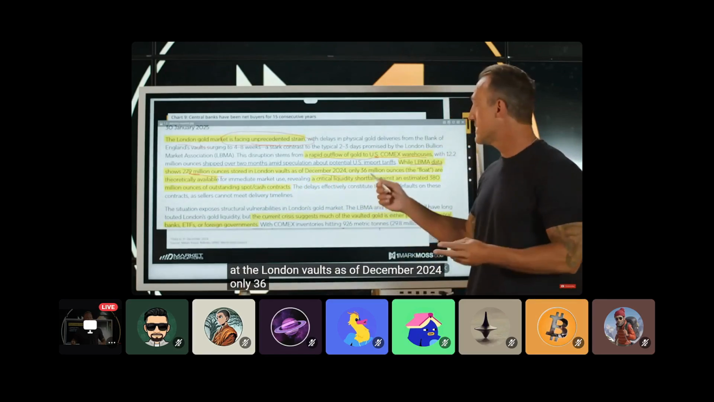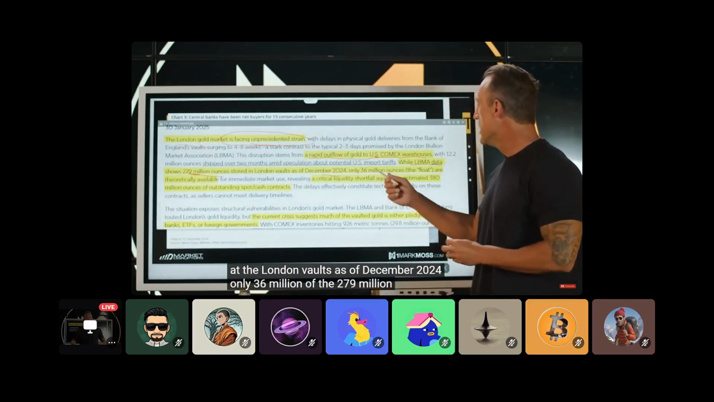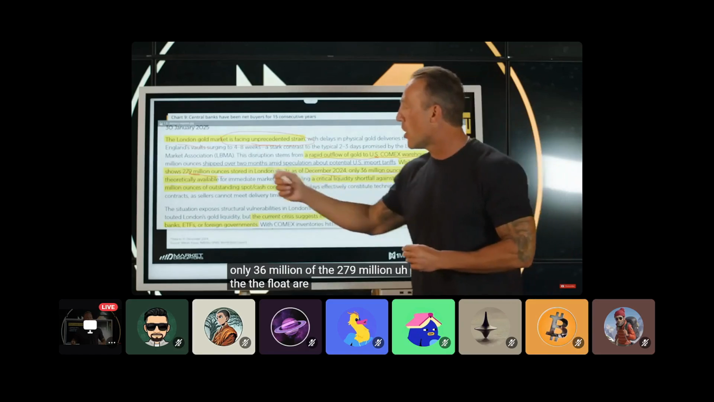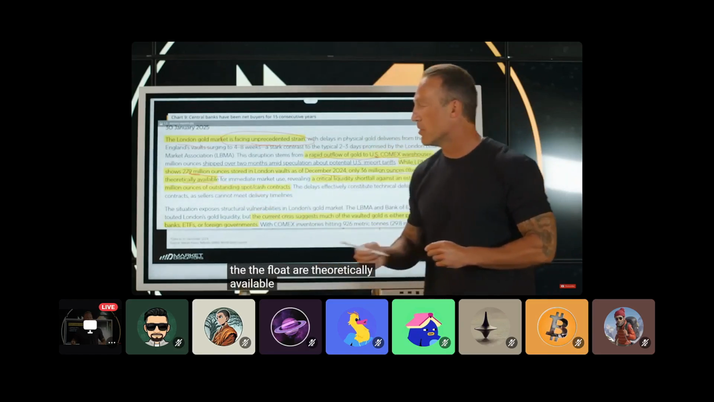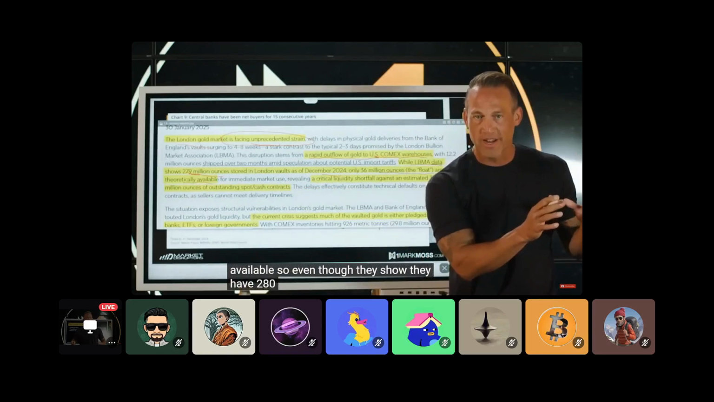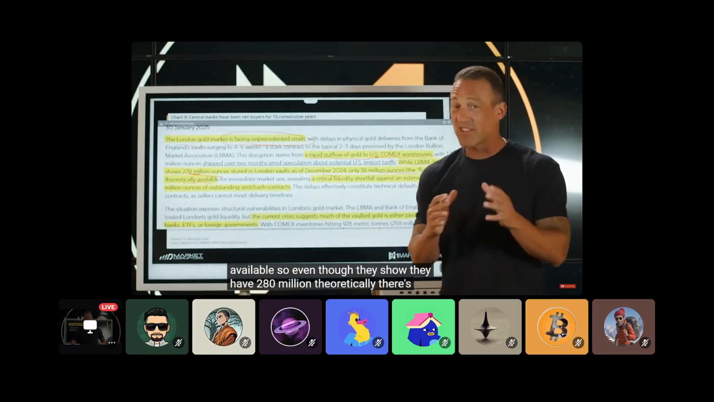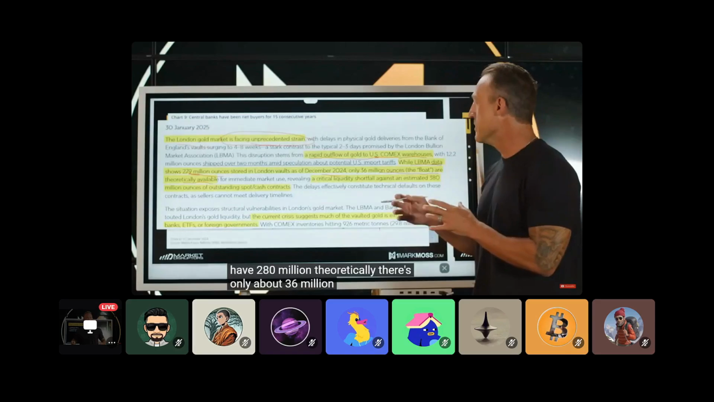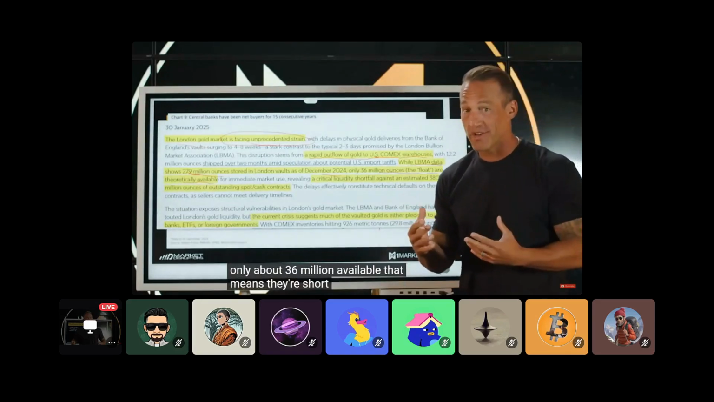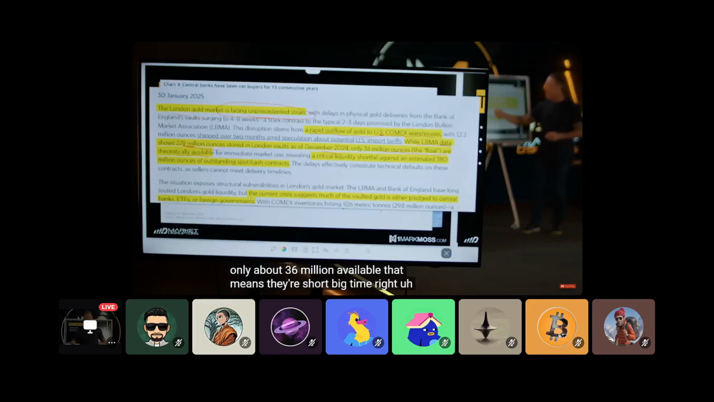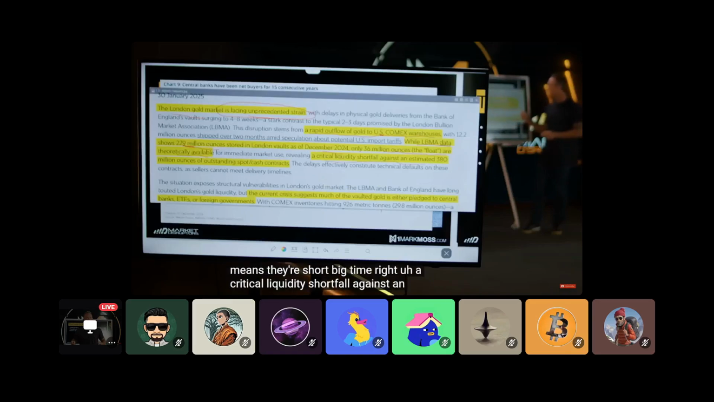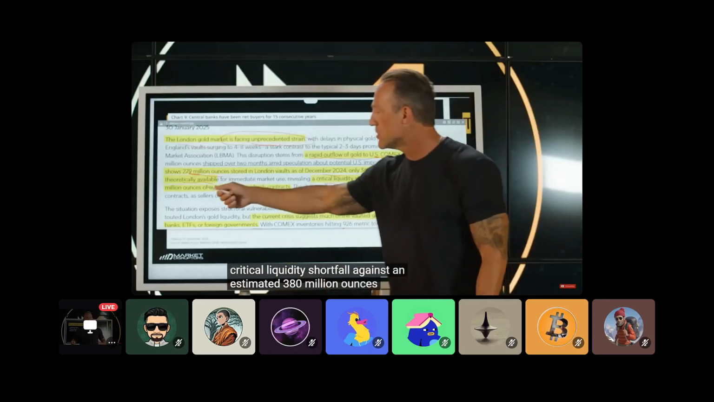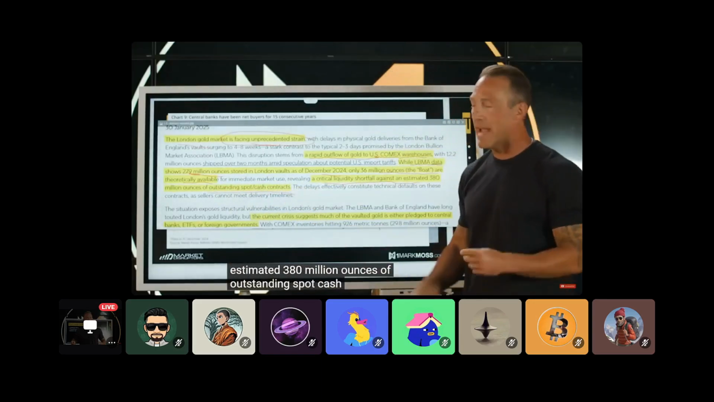Only 36 million of the 279 million, the float, are theoretically available. So even though they show they have 280 million, theoretically there's only about 36 million available. That means they're short, big time, right? A critical liquidity shortfall against an estimated 380 million ounces of outstanding spot cash contracts.